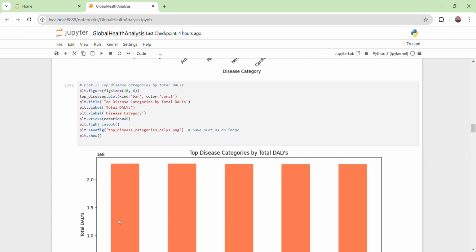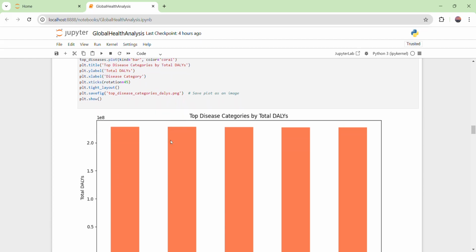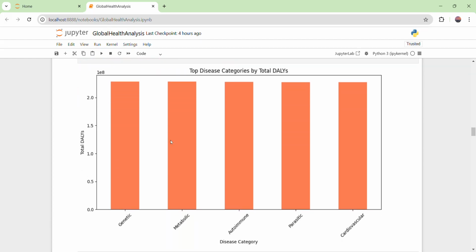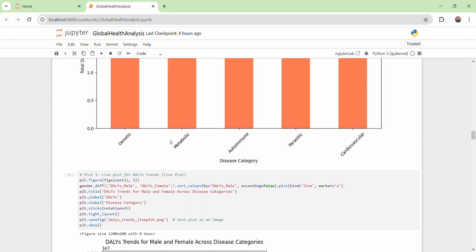Similarly, we have plotted the second chart based on the total occurrences of diseases, using the top disease categories which contribute to the total DALY contribution. Here we found that most of the top diseases like genetic, metabolic, autoimmune, parasitic and cardiovascular contribute to a nearly similar extent to the total DALY value count.